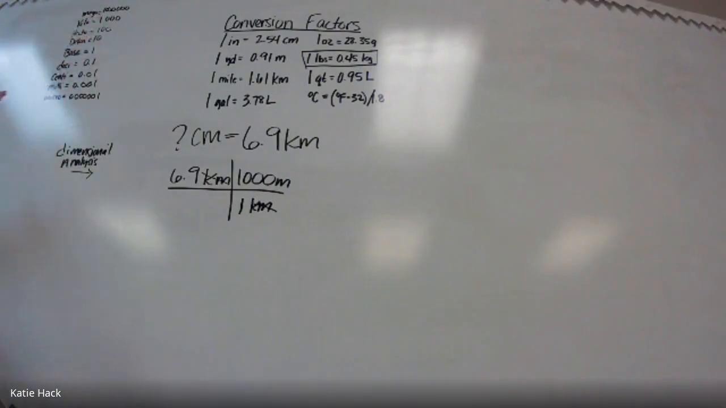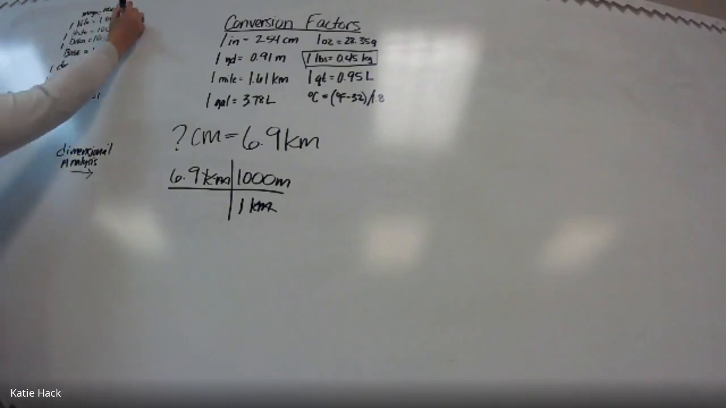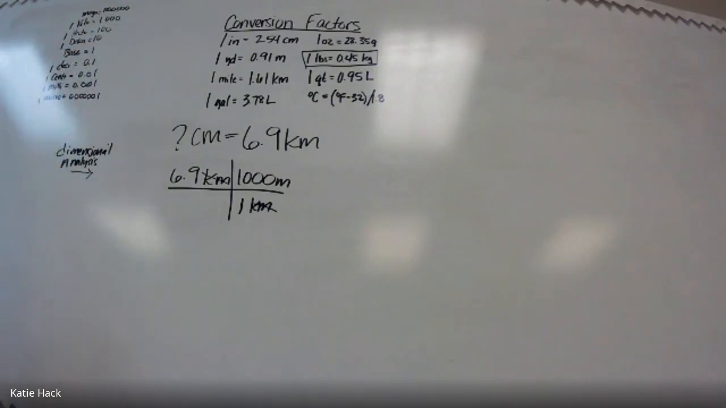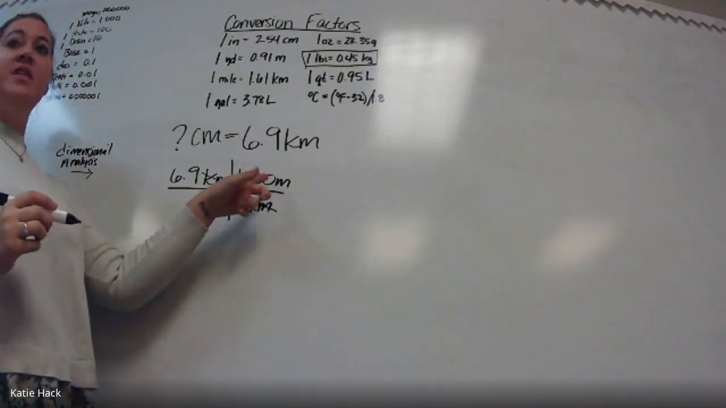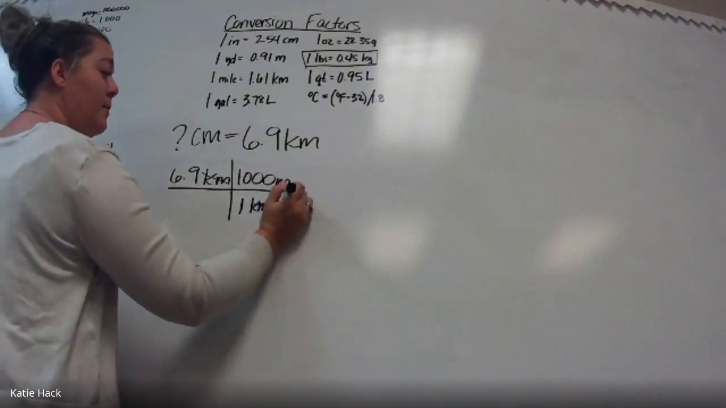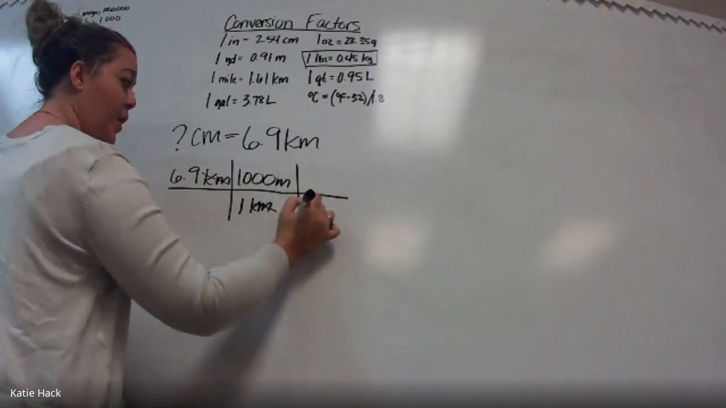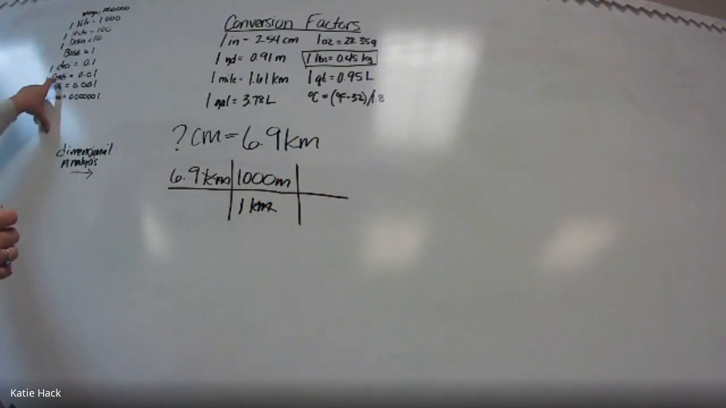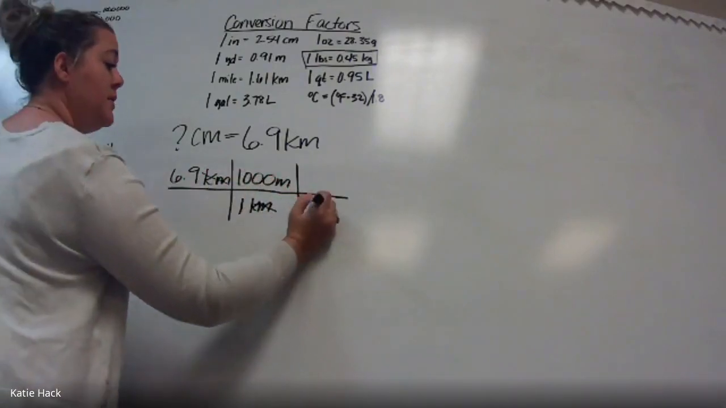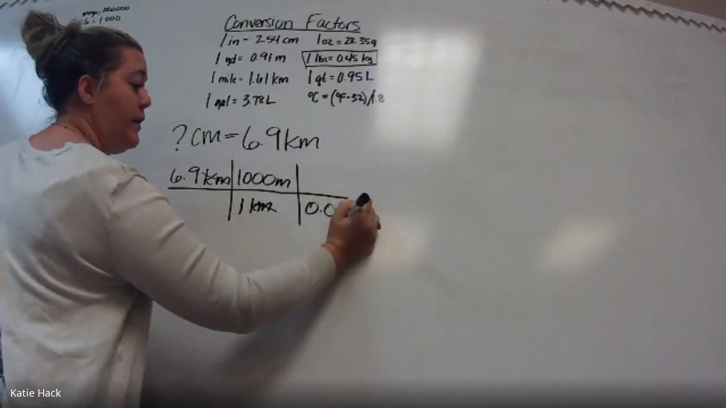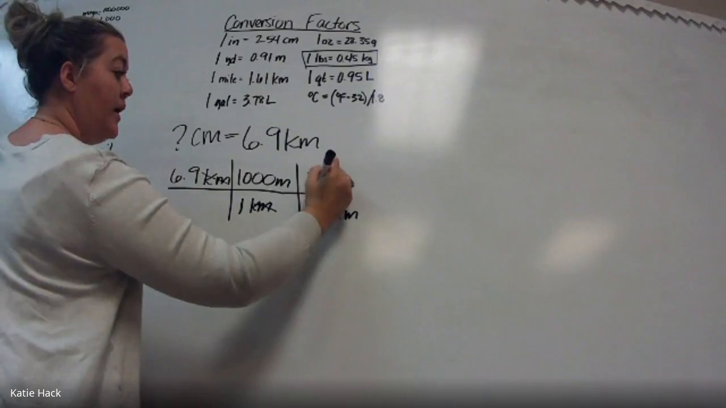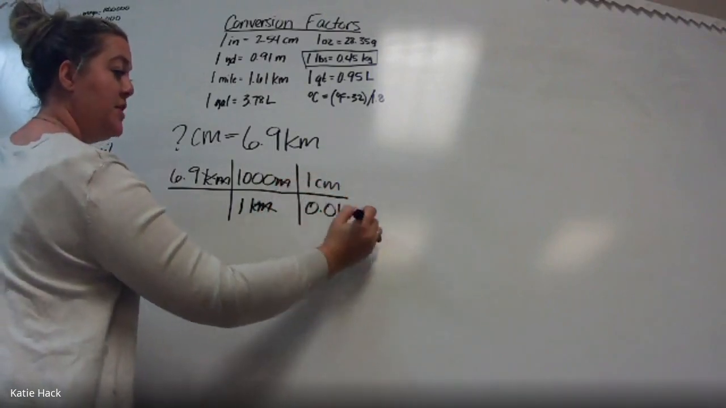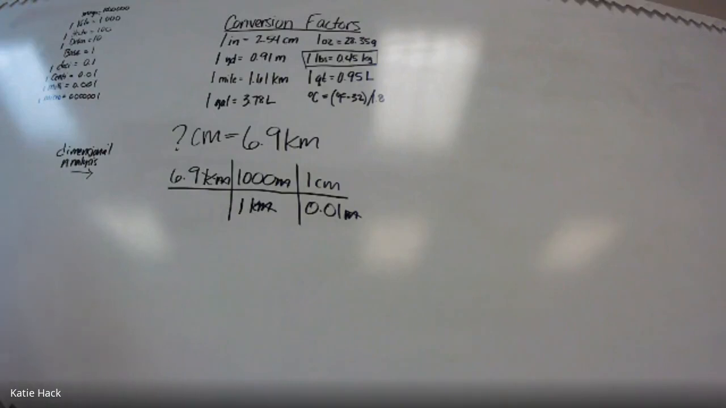Okay, and that's what this chart tells me. 1 is the same as that, okay? So 1 kilometer has 1,000 meters. Now we don't want meters, we want centimeters, so we're going to keep on going. Centimeters tells me that 1 centimeter has 0.01 meter in 1 centimeter. Okay, so now my meters is canceled and I'm left in centimeters. Do you see where I got all those numbers?